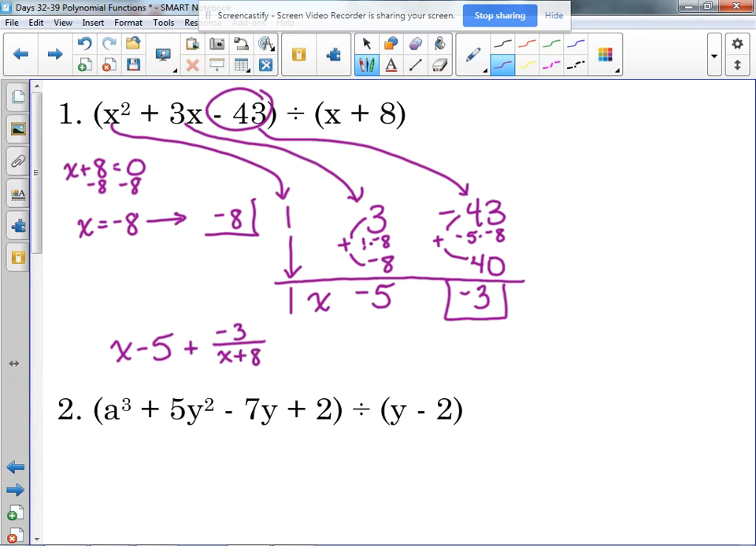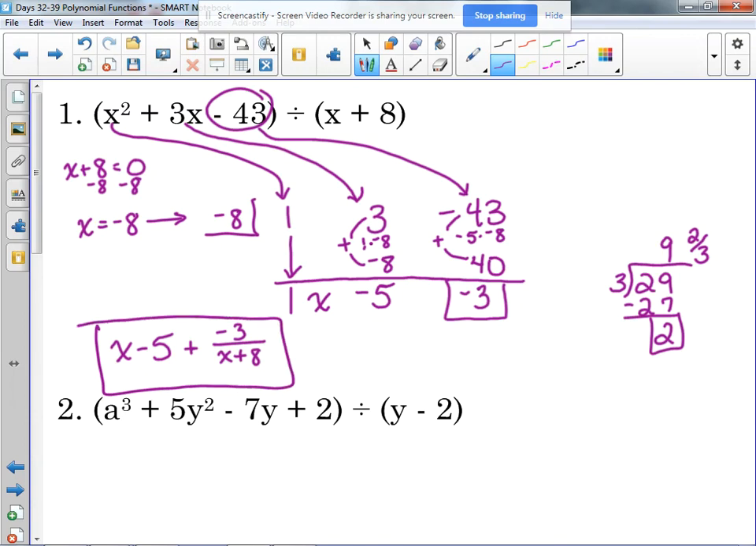Now, let me relate this to long division from way back when. Let's say that we're dividing 29 by 3. 3 goes into 29 how many times? 9 times. 9 times 3 is 27. We subtract, we get 2. 2 is the remainder, so 9 2/3 is equal to 29 divided by 3. We took our remainder, we put it over what we divided by. We're doing the same thing here. We take our remainder, we put it over what we divided by. That's why we do that.